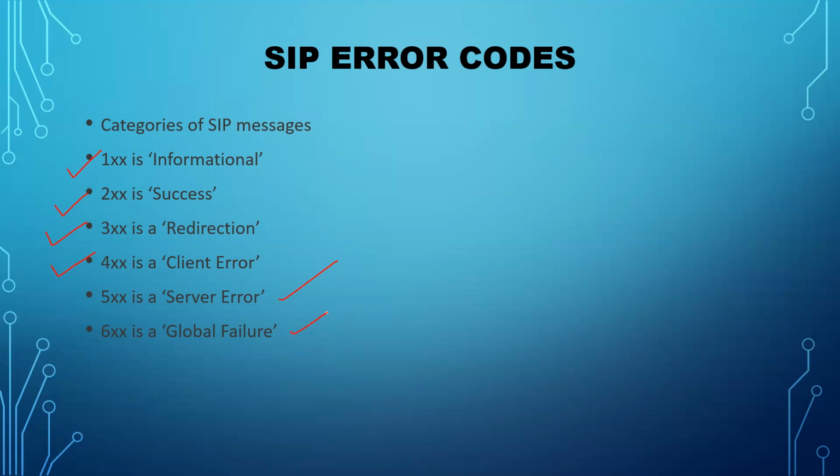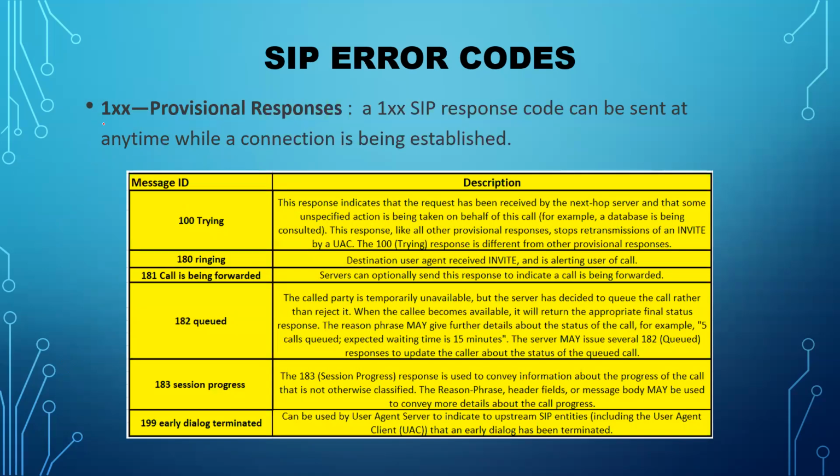So let's start with 1xx in a little more detail. What are 1xx messages? We have already discussed that 1xx is a provisional response. A 1xx SIP response code can be sent at any time while a connection is being established. What this means is that whenever you are trying to establish a connection, that means whenever you are sending a first INVITE, you are trying to establish a connection, at that time you will get a 1xx message. It can be 100 Trying, 180 Ringing, 181, 182, 183, anything.